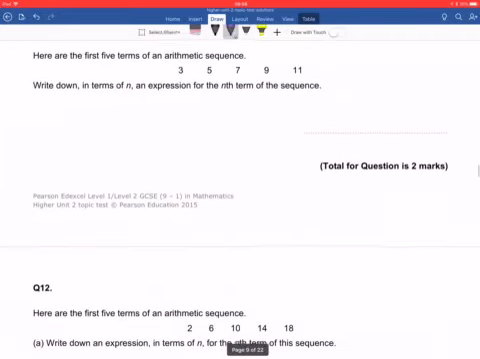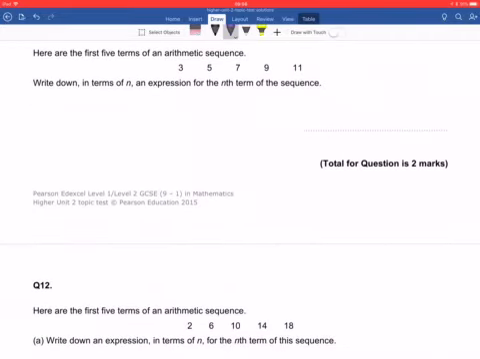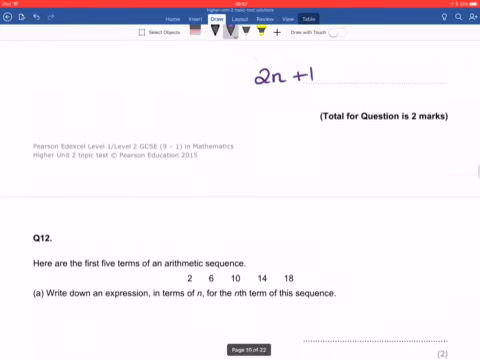Okay, first 5 terms of an arithmetic sequence. That means it goes up in order. What does it go up in? 2s. So it must be the 2 times table, so it must be 2n. What would come here beforehand? What's 2 less than 3 is 1, so it must be 2n plus 1. Or comparing it with the 2 times table, 2, 4, 6, 8, it's not 2, it's 3. It's not 4, it's 5, so it's 2n plus 1.